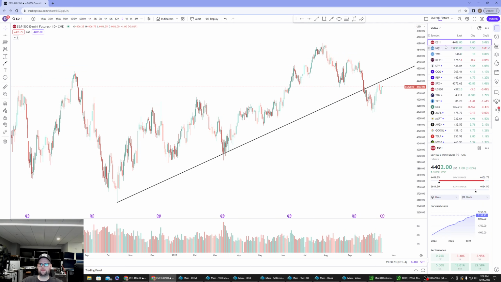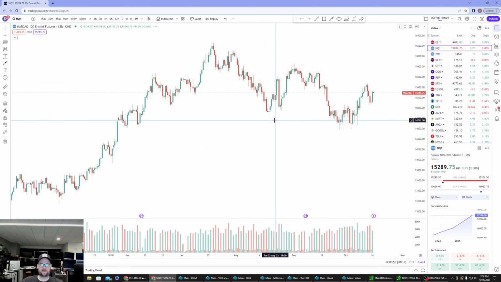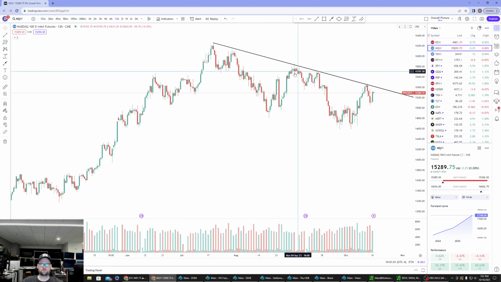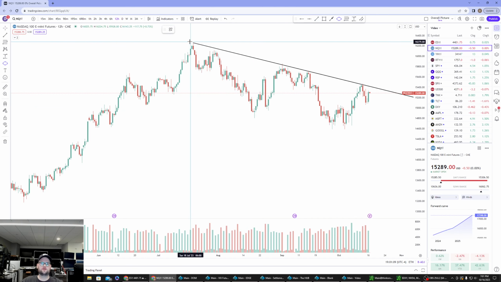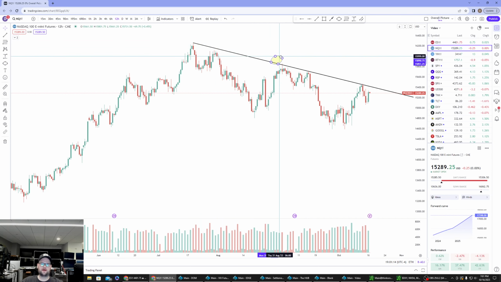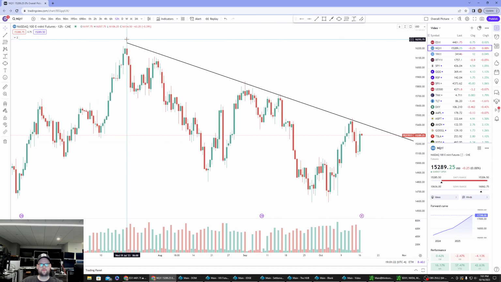Another technical area to look at is on the Nasdaq futures. Okay, so Nasdaq has this key trend line that it has rejected at 4 different times. So you have a reaction here, then you have a reaction here, then again here, and then here. So clearly this downtrend resistance line has acted as a lid on price.